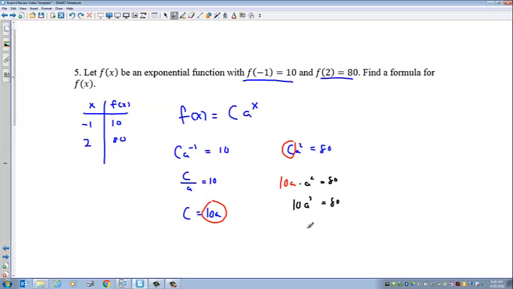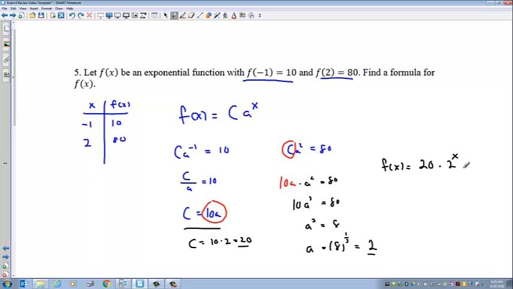And so then you have 10 times a cubed is equal to 80. And you divide out by the 10, so you get a cubed equal to 8. And then to undo a cube, you take the cube root, so you raise both sides to the 1/3 basically. So if you raise the left to the 1/3, the 3's cancel, and you get 8 to the 1/3, which is the cube root of 8, which is equal to 2. And so if a is equal to 2, you can come back here and say c is equal to 10 times 2, which is equal to 20. And basically I have c and a, so I can write down my formula. F of x is equal to 20, that's my c, and then times 2 to the x.